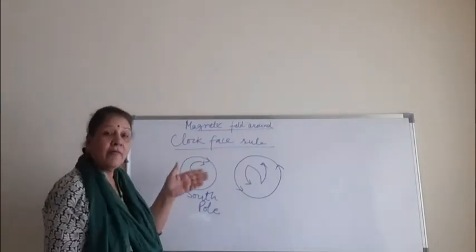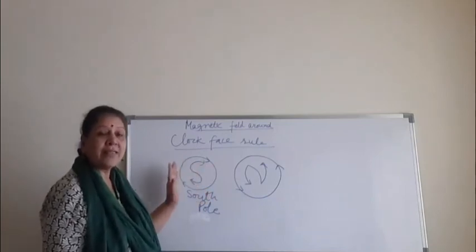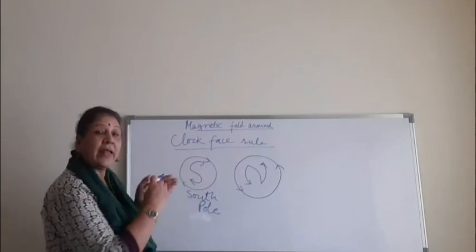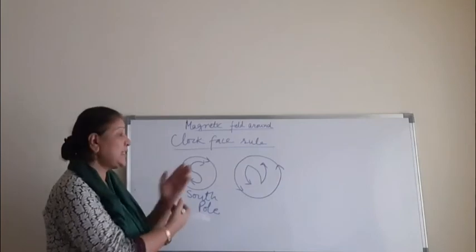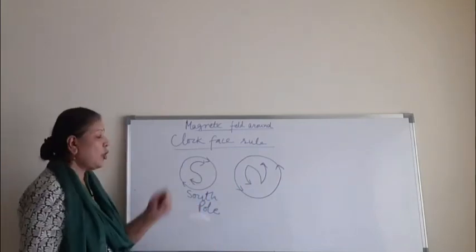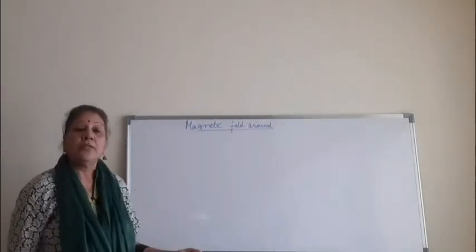So if in the front face the direction of electric current is clockwise, then that face is considered to be the south pole of the magnet, and the back of it or the opposite side of the wire is considered to be the north pole of the magnet. So this is the clock face rule. Now we'll discuss the magnetic field around a solenoid.